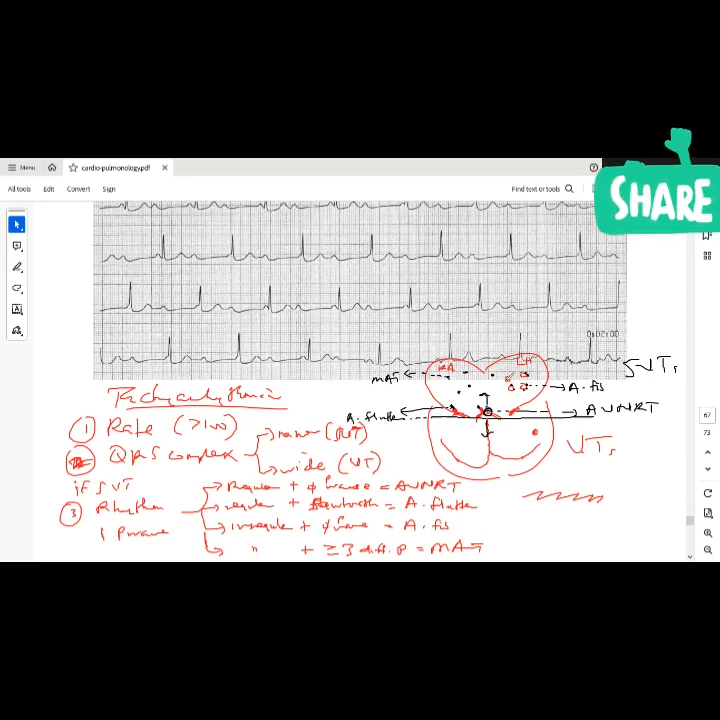So class 2 and 4 is to control the rate, at the SA node and AV node, and then class 1 and 3 is to fix the myocytes themselves and take care of the arrhythmia. Exactly. But 2 and 4 is to cope with the arrhythmia.